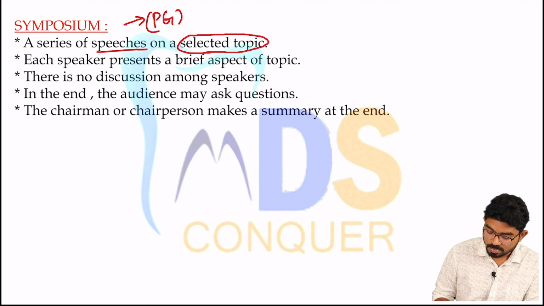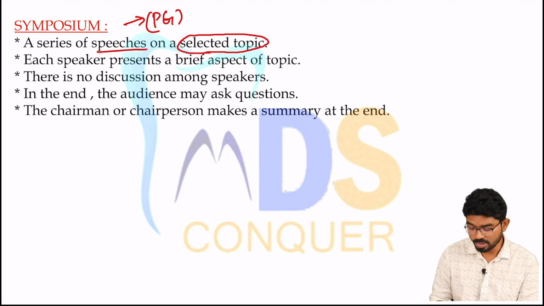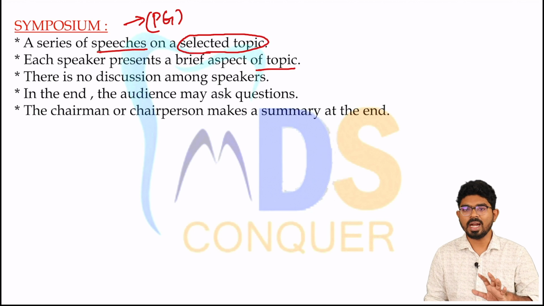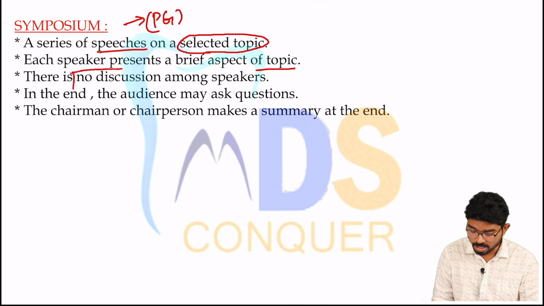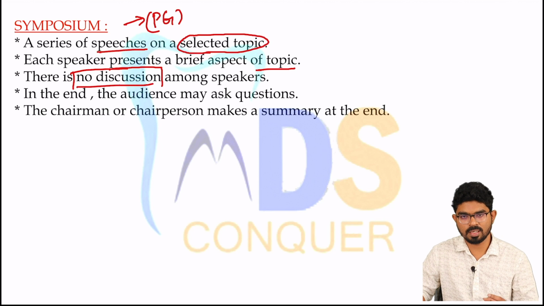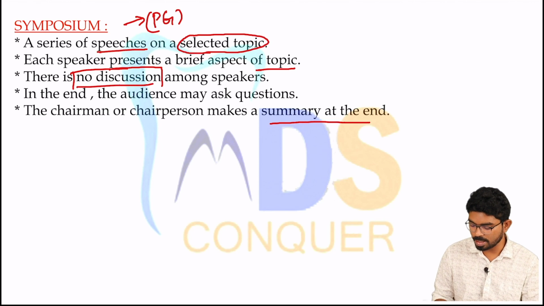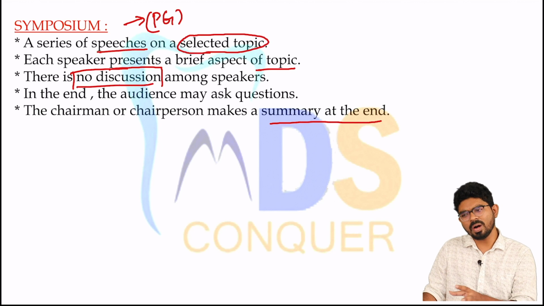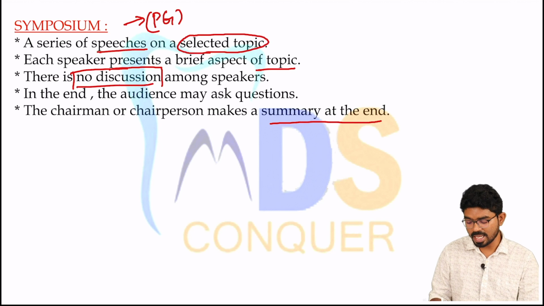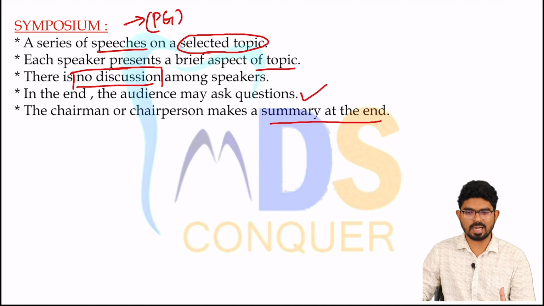All the sessions, like 5 or 6 sessions, are going to be on the same topic, and the speakers are going to brief their point of view related to the particular topic. There is no discussion among the speakers, but at the end the concerned person is going to come out with the conclusion and summary. In the end, the audience around them can ask a few questions. So this is all about symposium. Symposiums are regularly done on a single topic, and the speakers are going to discuss.